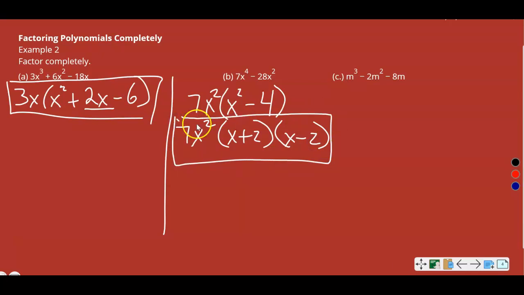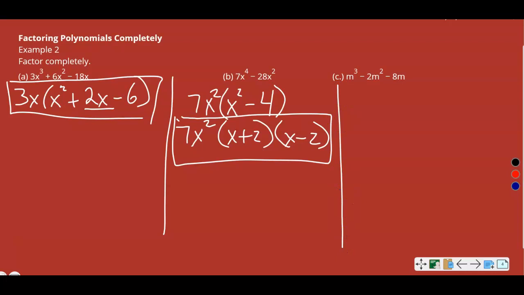All right, if you want to check, you can always check. x times x is x squared. Minus 2x plus 2x cancels the middle term. 2 times negative 2 is negative 4. And then I'll take this and multiply it back in, and I get what I started with.